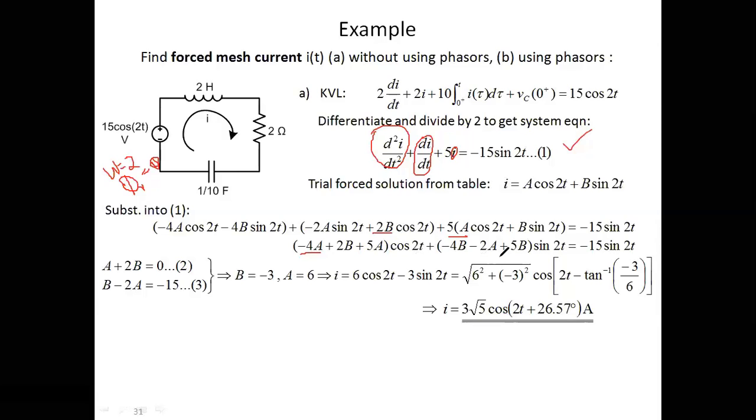Plus, what are the coefficients of sine 2t here? You can see we are starting with minus 4b. We have minus 4b here. Here again, we have minus 2a. You have minus 2a as coefficient of sine 2t. And then you can see here we have plus 5b as coefficient of sine 2t. And then you can see we have our sine 2t here, and we have our cos 2t here.